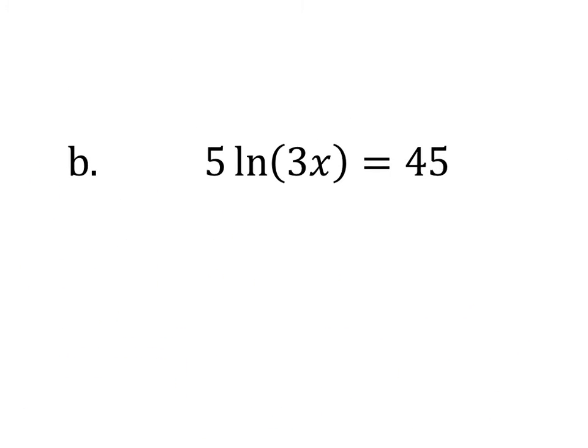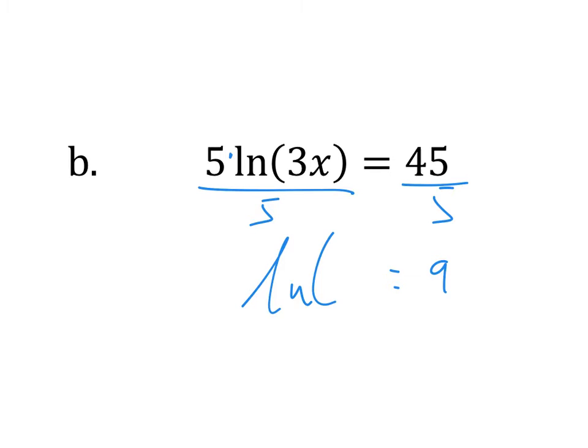So get that log by itself, get the 5 out of there, that's just being multiplied, so divide by 5. So we got 9, natural log of 3x. Okay, don't try to pull that 3x out of the middle there. You can't touch that 3x yet. We've got to get the log out of there.